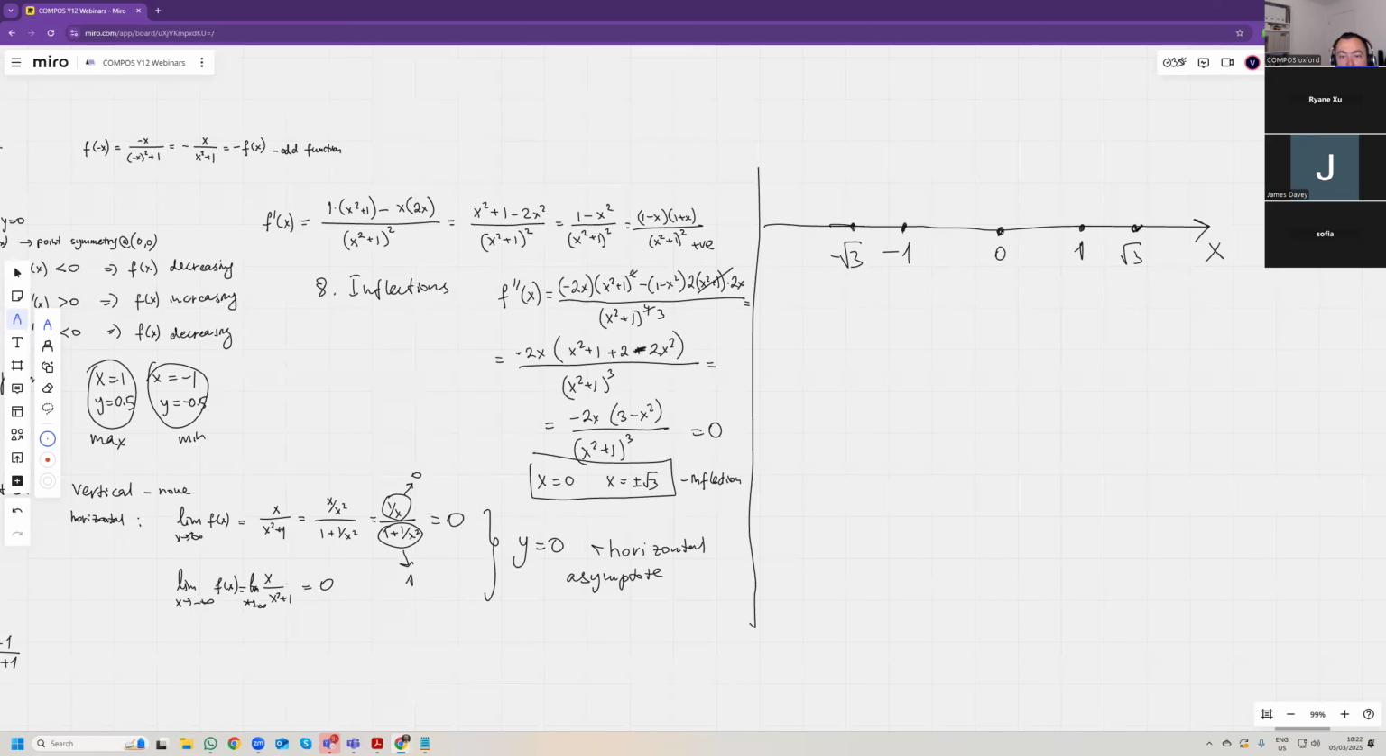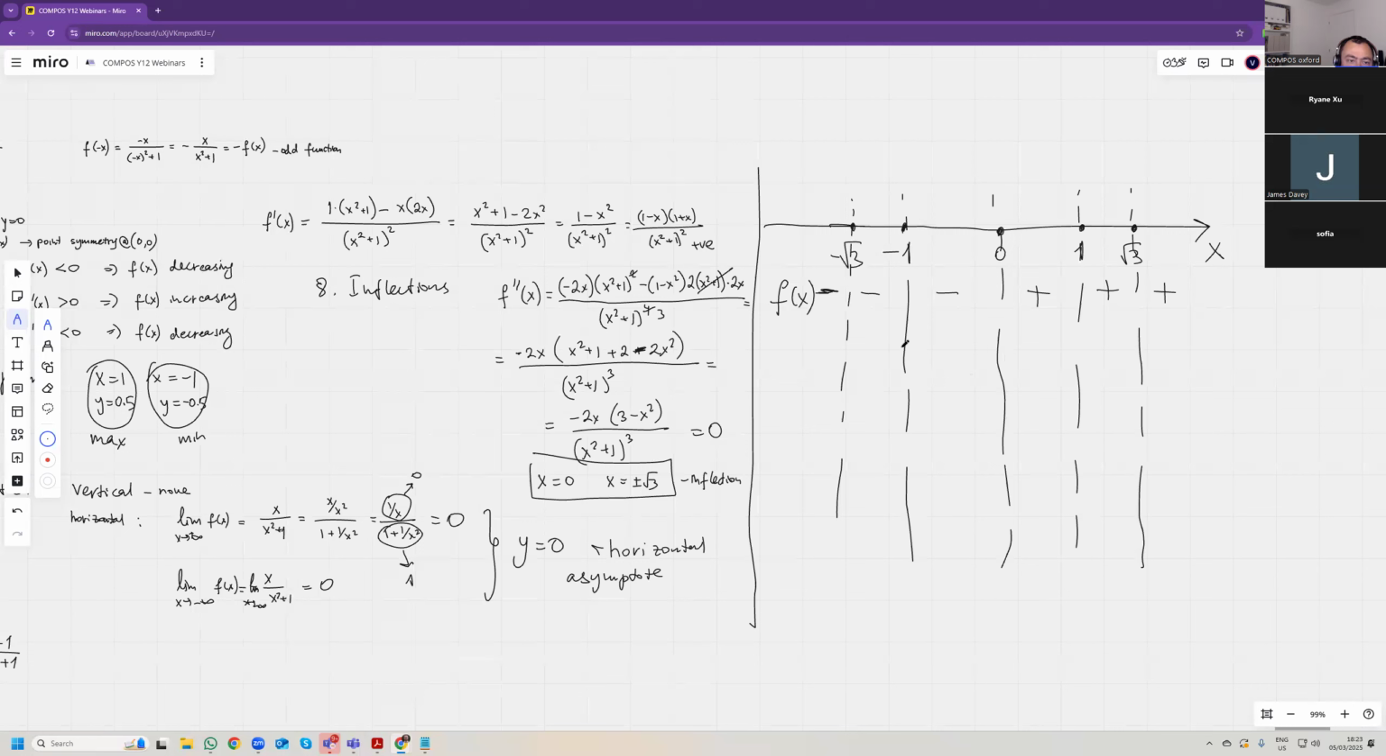Okay. So first of all, I want to know whether the function itself is positive or negative. So the function is positive here, positive, positive, negative, negative, negative. That's quite simple because you know that. So the sign of the function, so whether it's below or above the x-axis.